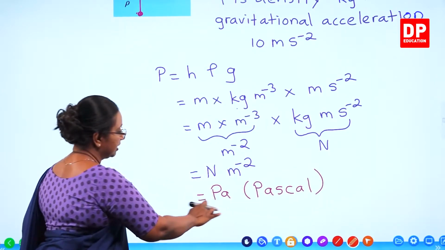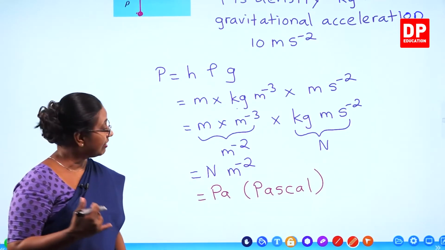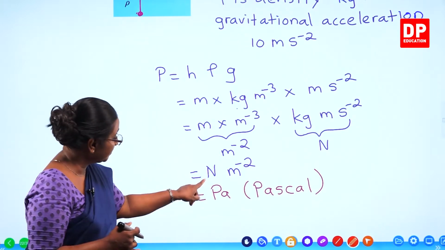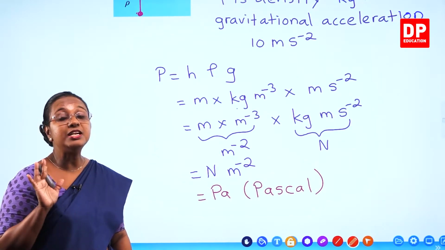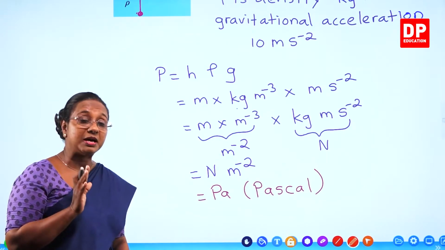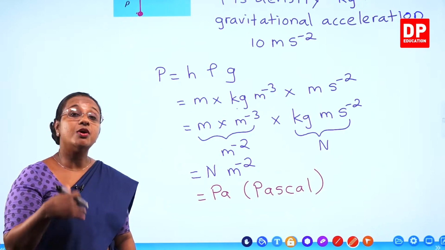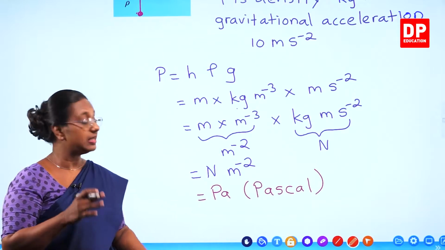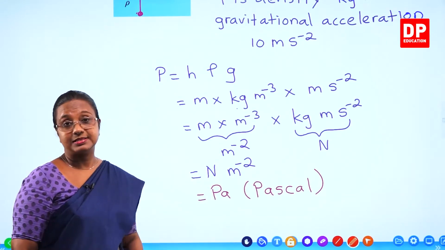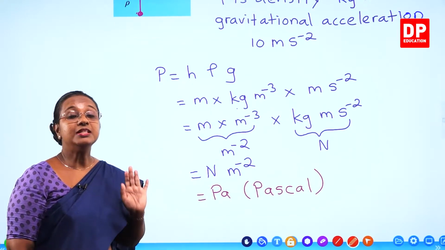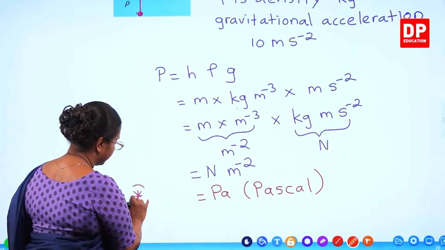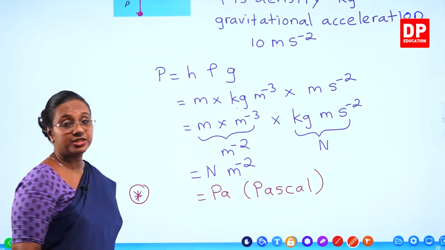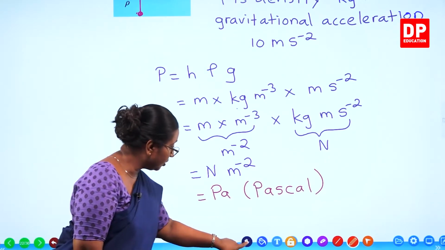So the unit is derived after the name of the scientist. P has to be capital, A is simple. So the standard unit of pressure exerted by solids or liquids, or even for that matter gases, is going to be Pascal. Pressure, the standard unit is Pascal. You have to remember that, students. Standard unit of pressure is Pascal. Is that clear to you all?